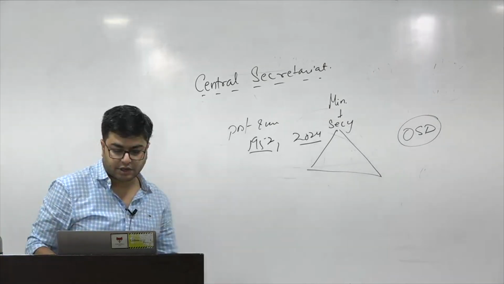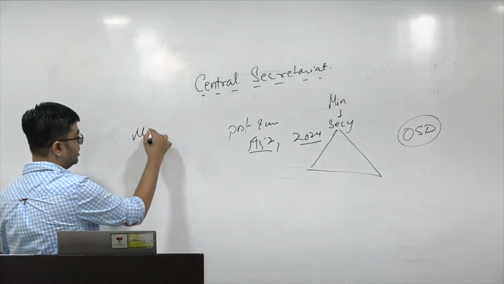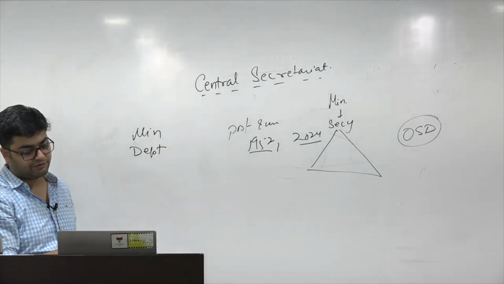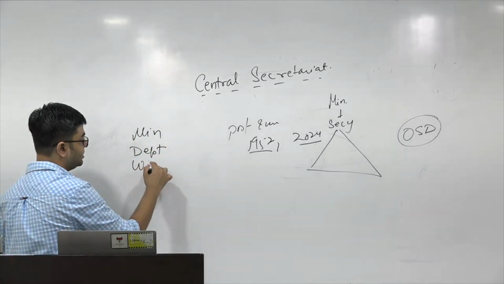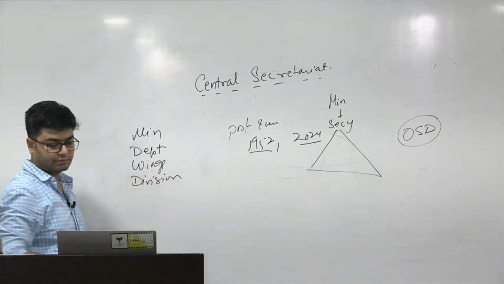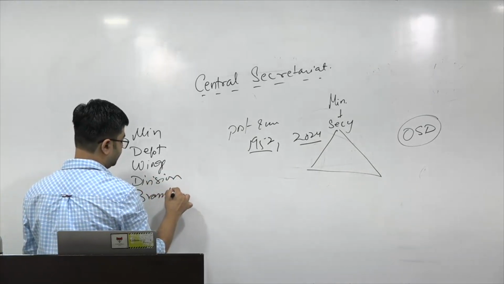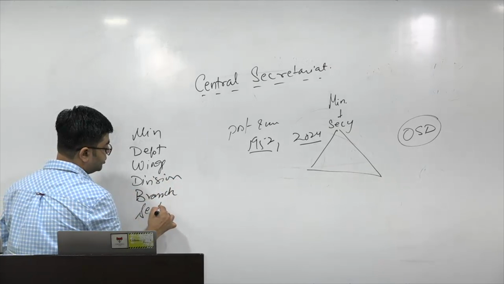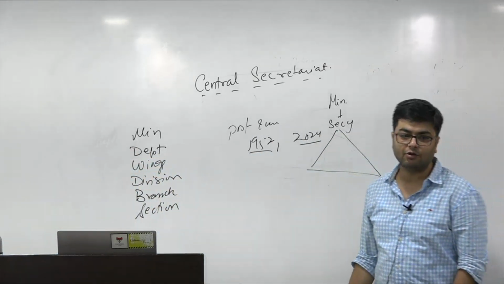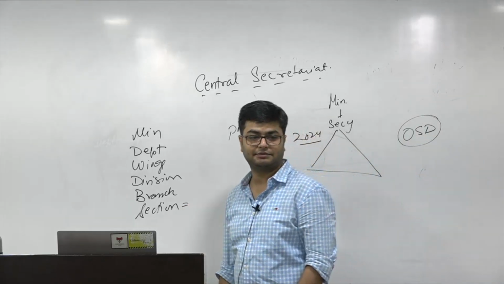So this is how the structure goes. You have the ministry, then you have the department, then the department is further divided into wings, then division, then branch and section. So you would have seen that some of your friends, or I do not know, some of you are giving the exam and want to become a section officer.